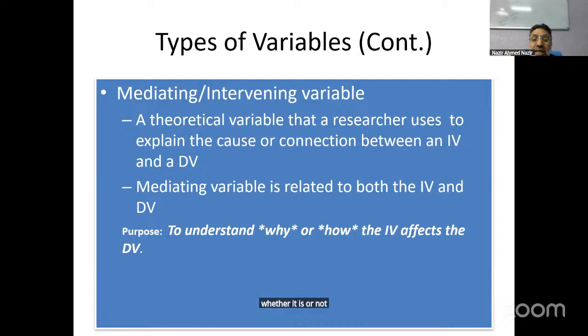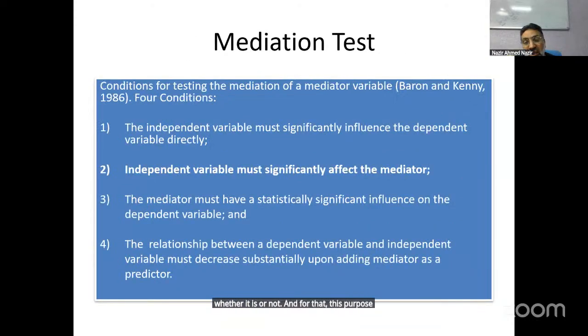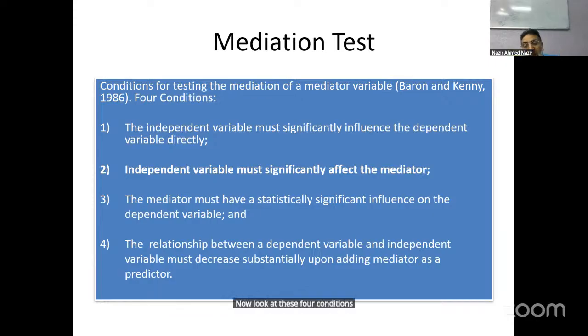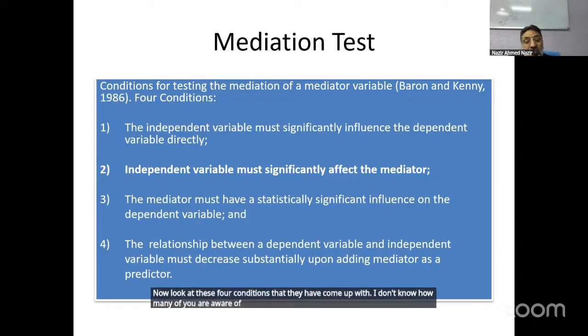And for this purpose, Baron and Kenny have given some conditions in order to ascertain whether the independent variable and dependent variable are connected through a mediating variable. Now look at these 4 conditions that they have come up with. I don't know how many of you are aware of Baron and Kenny's conditions for testing the mediators.